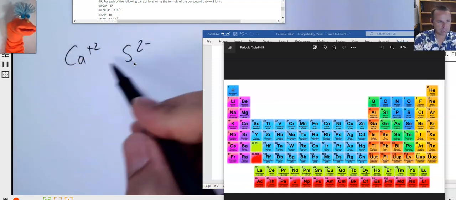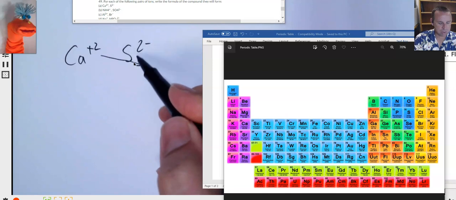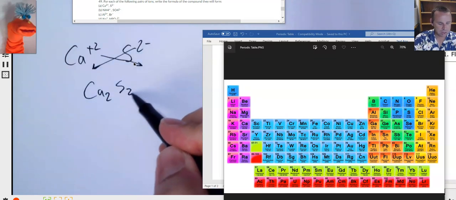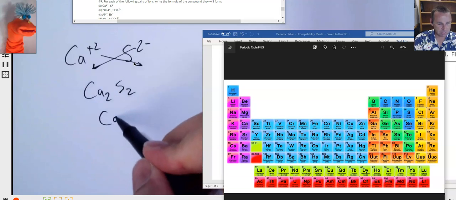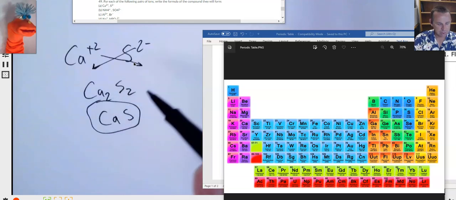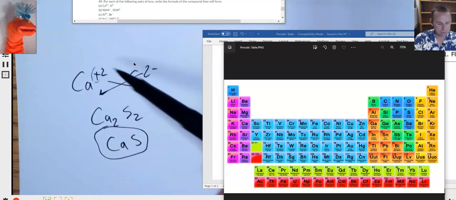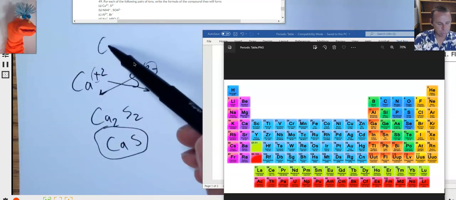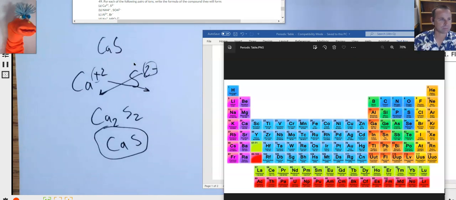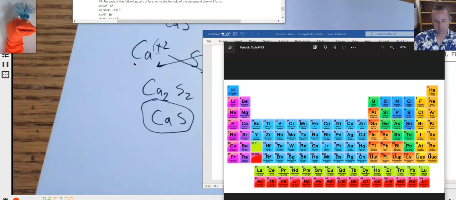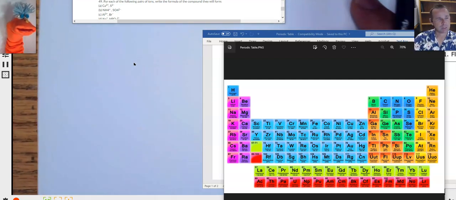And for this combination, there's a couple ways to do this. There's this little crisscross rule where you can say, okay, so it must be Ca2S2, but then you have to simplify this, so it's CaS. The other way to do it is to say this has a +2 charge, this has a -2 charge, so I'm going to need one of these for every one of those. Okay, calcium sulfide. All right, next one.